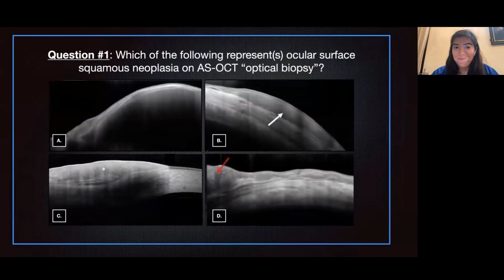So question number one for everyone. Which of the following represents ocular surface squamous neoplasia, or OSSN, on anterior segment OCT optical biopsy? So you will be seeing on your screens the poll, A, B, C, D, and we'll give you some time to go ahead and plug in your answers there.